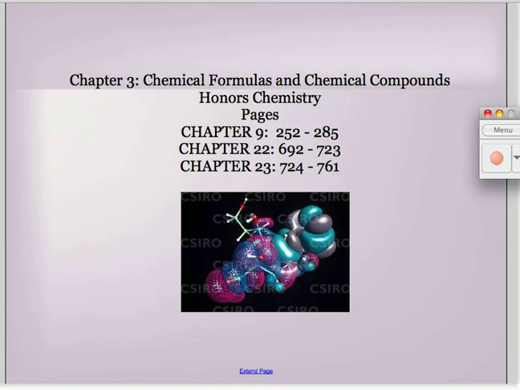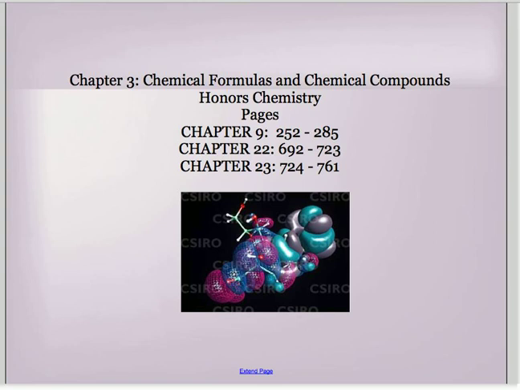So we're in chapter 3, which is chemical formulas. Basically, this chapter is going to be a review and an extension on how chemicals come together, how they form chemical bonds, why they form chemical bonds, and then how we appropriately name them and write the chemical formulas for it. As you can see right here, there are 3 chapters that we cover.